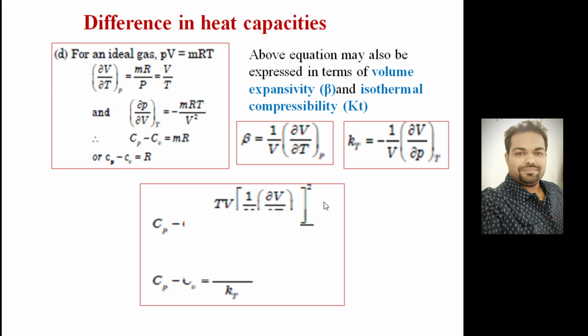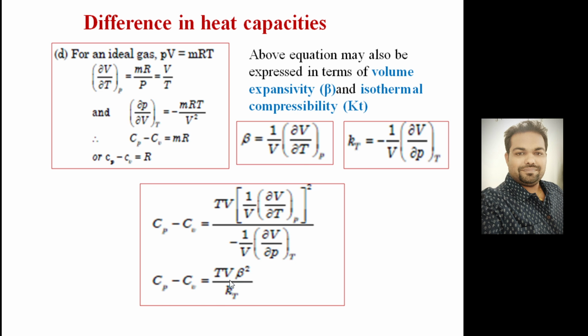Take one V here, and take another V as 1 by V with this term. So look at here, the same thing I have done, I have multiplied and divided by V square. So 1 by V square I have taken here, and the multiplication of V square I have divided into two parts, one V I kept here, another V I have taken here as 1 by V. So look at this term and this term, these are exactly the terms I am getting. If you substitute the values of beta and kT, I can express Cp minus Cv in terms of beta and kT in this way.